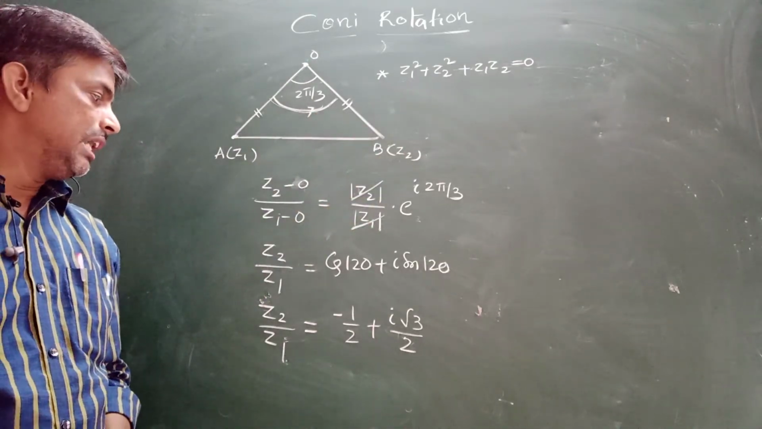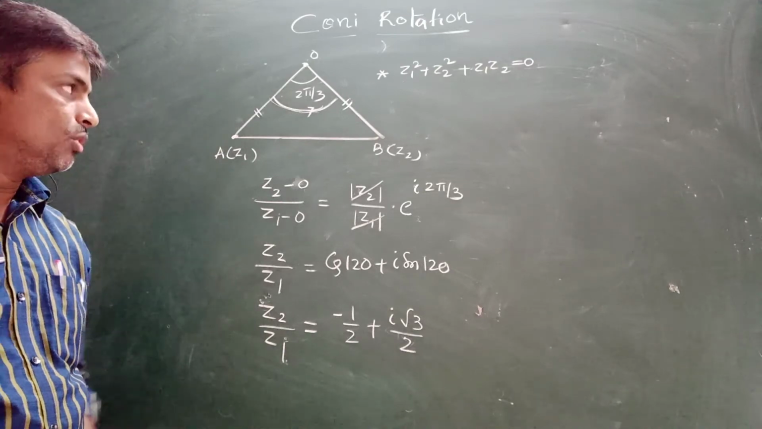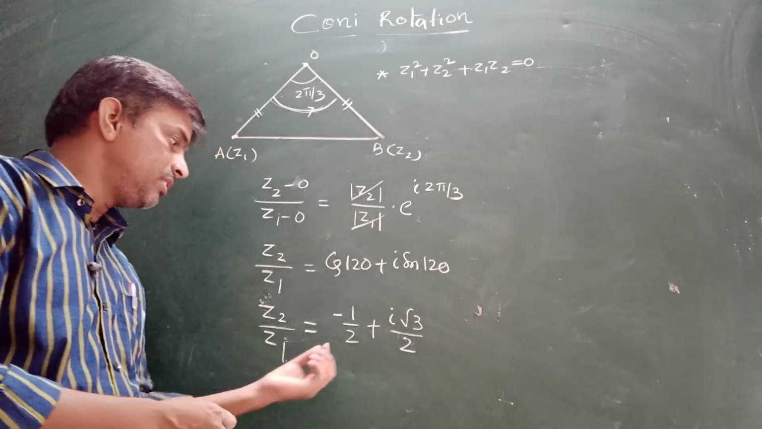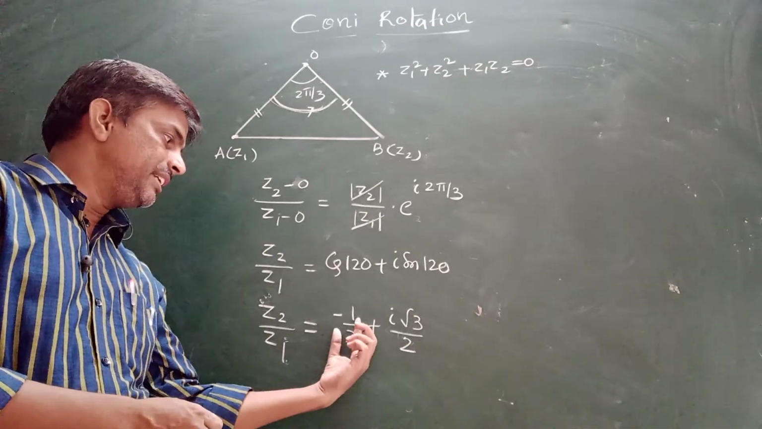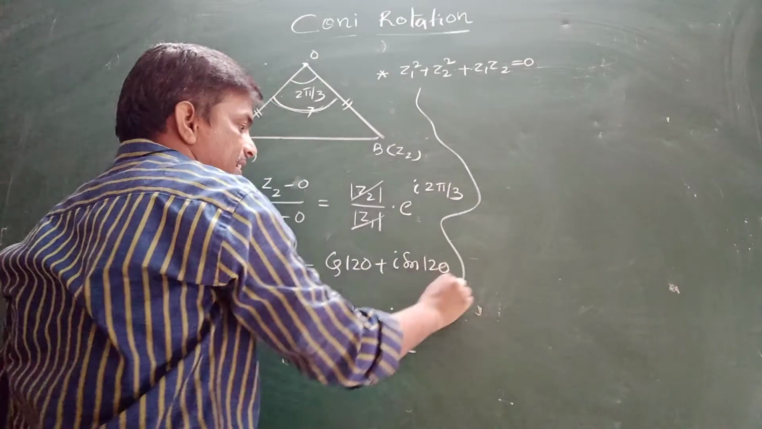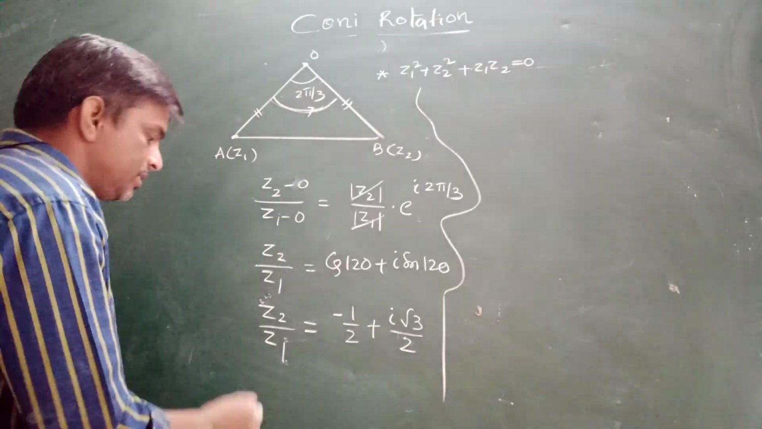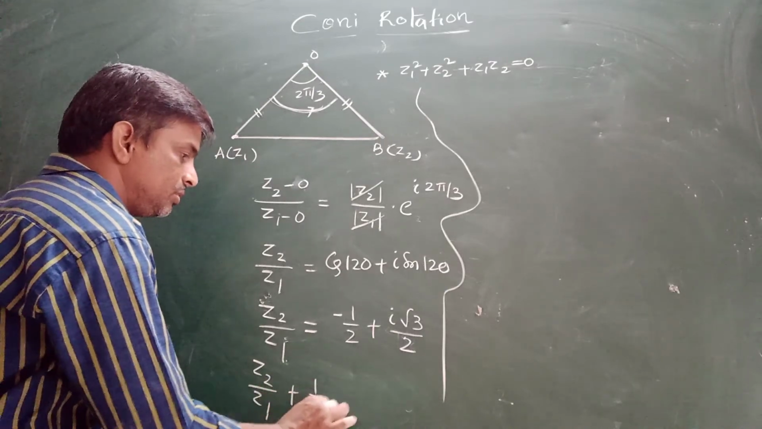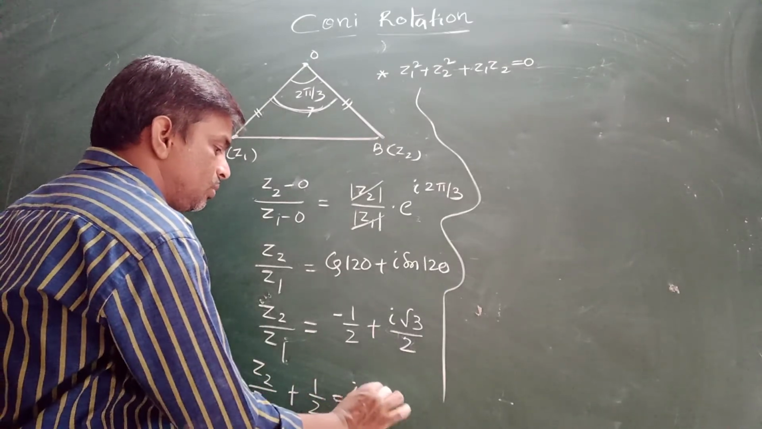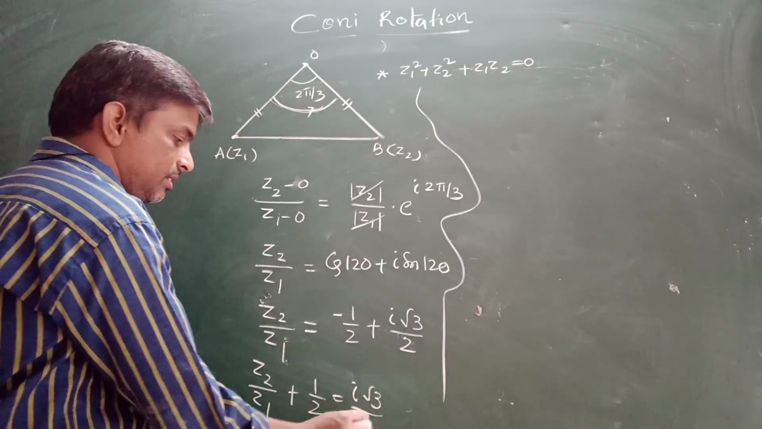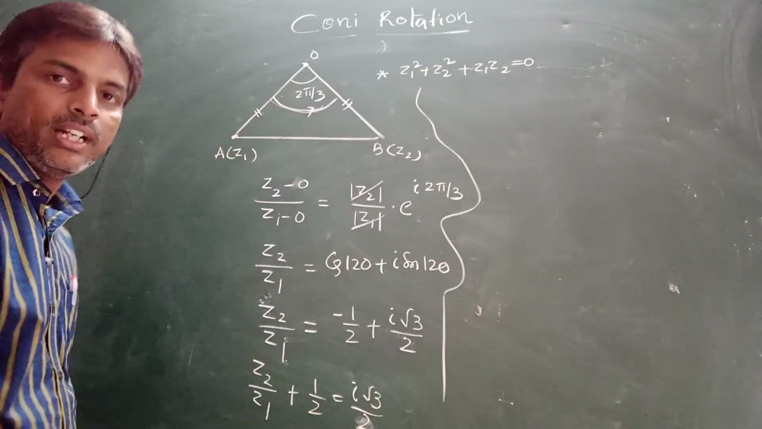Now here I want to get Z1 square, Z2 square. So what I'll do, I'll go with the squaring on both sides. Before going to squaring on both sides, you shift this minus 1 by 2 to the left hand side, so my calculation would become easy. So here Z2 by Z1 plus 1 by 2 is equal to iota root 3 by 2. Now go for squaring on both sides and you'll get this.